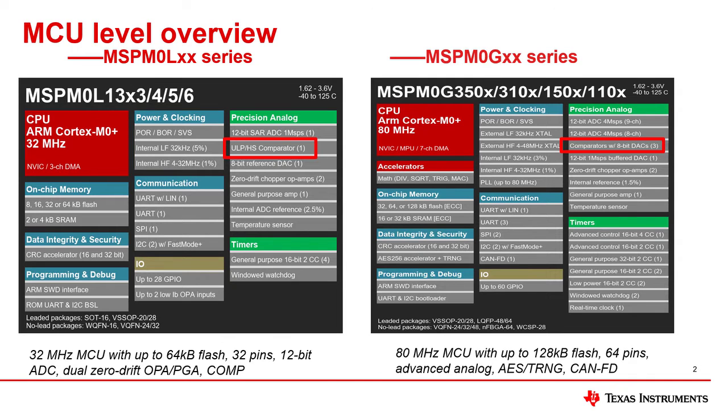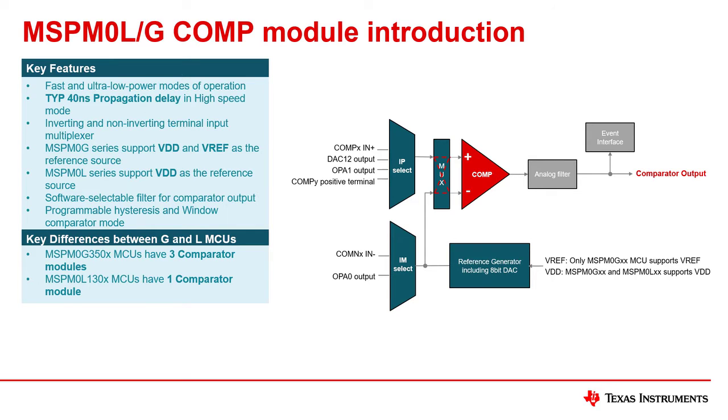Both the MSP M0G and the MSP M0L contain comparator functionality. The M0L has one comparator, while the M0G has three. All of the comparator modules have ultra-low power high-speed modes and come with an 8-bit reference DAC. Comparator modules can be used for supply voltage monitoring and external analog signal monitoring.